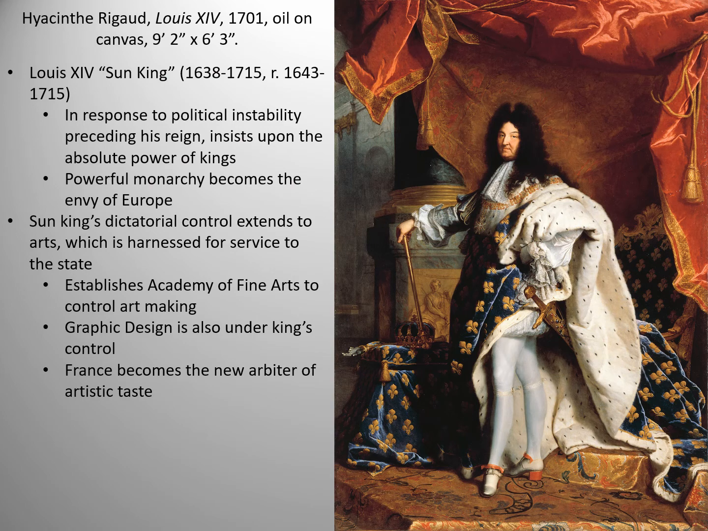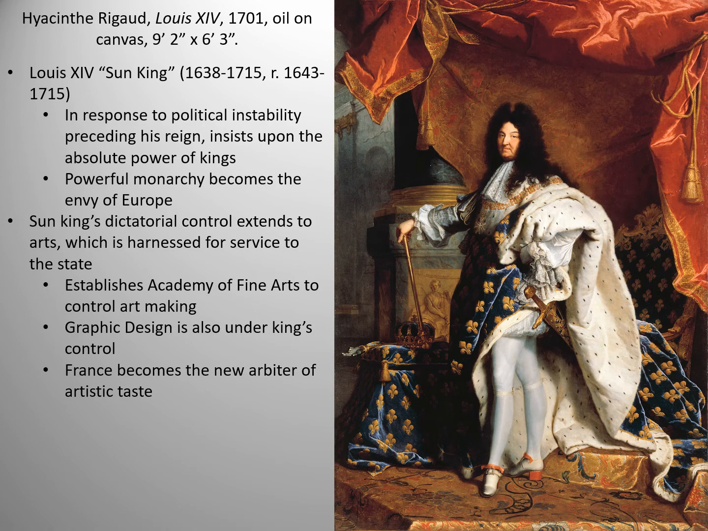France becomes a really important place for the history of graphic design, largely because it's a very important place for the visual arts in general. And that's largely because of Louis XIV. So that's a painting of him by Hyacinthe Rigaud, and you can see how fabulous he is and how fabulous he thinks he is. He's known as the Sun King because he insists on his absolute God-given power.